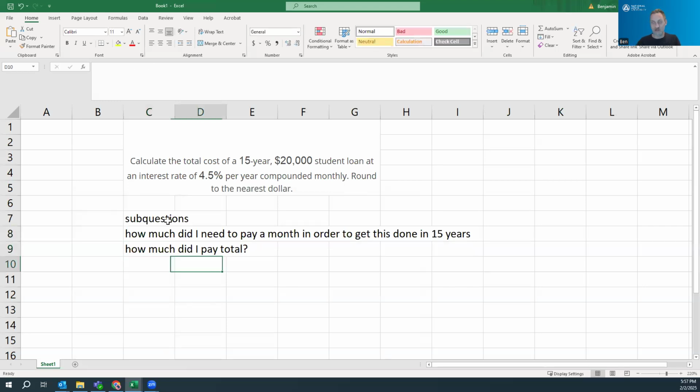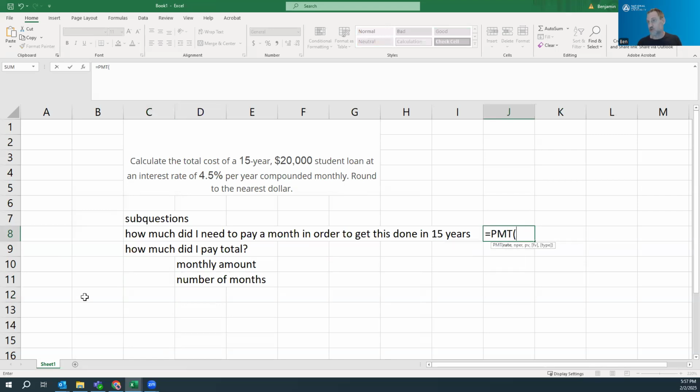Right. And the sub questions for how much did I pay total are the monthly amount and the number of months. And by the time I've answered this question, which uses PMT, I'll know the answer to both of these other sub questions. So how much do I need to pay a month in order to get this done? So I know I have 4.5%, and that's an annual rate, so I have to convert it down into a monthly rate. And then I've got my 15 years, which is 15 times 12. That's the number of payments I'm making, N, the number of periods. And then I have my value of the loan, which is $20,000.